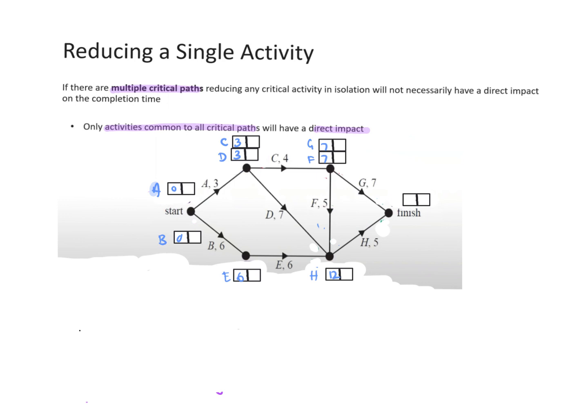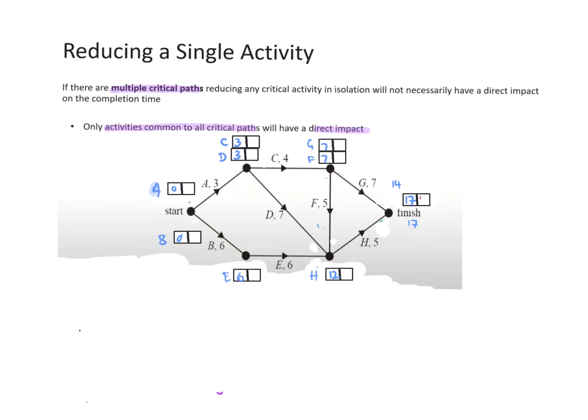Now I've got to go along H. So H is 12 plus 5. Now I'm going to put 17 because I've got to make sure it's bigger than the other way. If I came along the G way, it'd be 14. So I'm putting 17 into there. Okay? So now I've got the end.